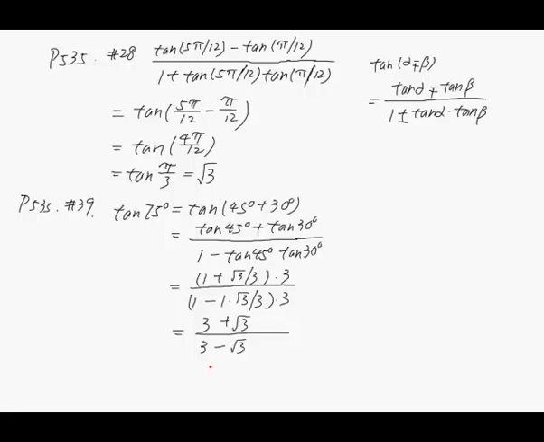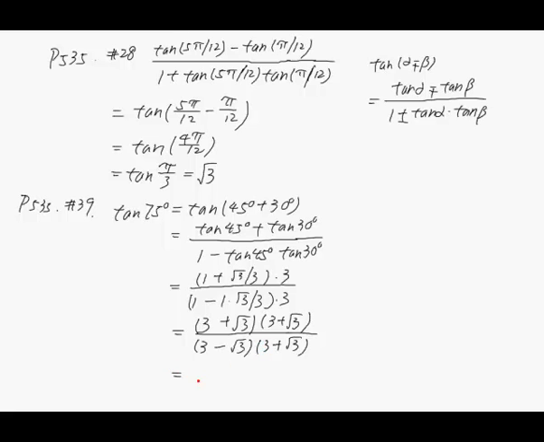So now, I need to rationalize this denominator. I need to multiply both the numerator and denominator by the conjugate of this denominator. The conjugate of the denominator is equal to 3 plus root 3, right? So I multiply both the numerator and this denominator by the conjugate of this denominator.